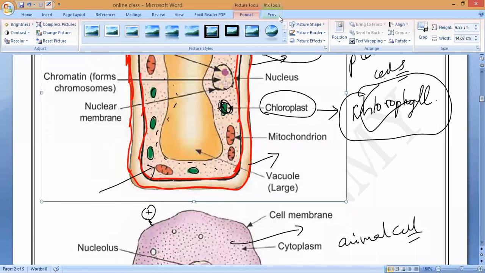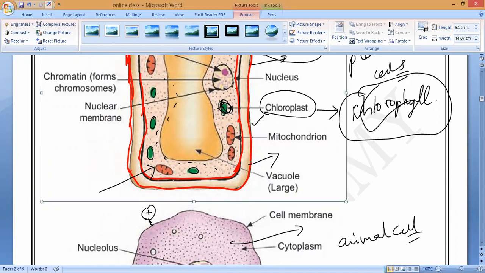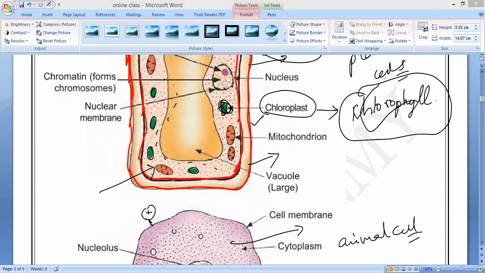Any doubt in this? Are you understanding? So chloroplast is present in which cells? Only plant cells, only animal cells, or both? Present only in plants. They are present only in green plants. All of you please remember. So this chloroplast helps in the making of food by green plants.